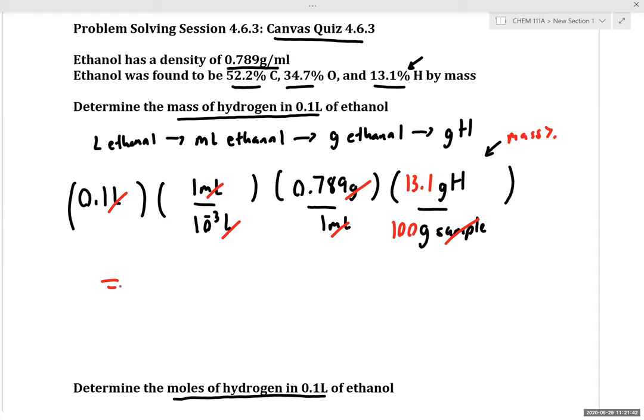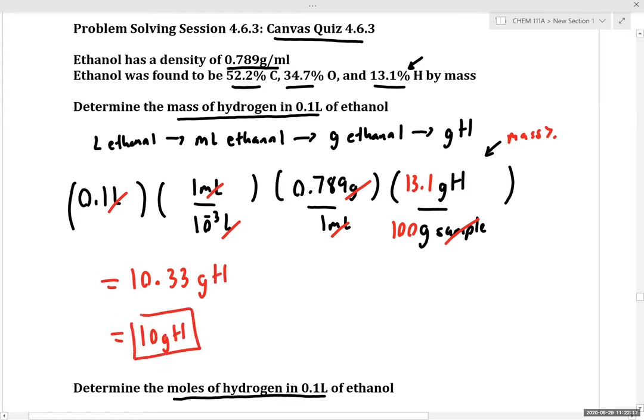So let's punch that into our calculator. We have 0.1 divided by 10 to the negative third, times 0.789, times 13.1 divided by 100, and that in turn gives us 10.33 grams of hydrogen that we round to 10 grams of hydrogen.